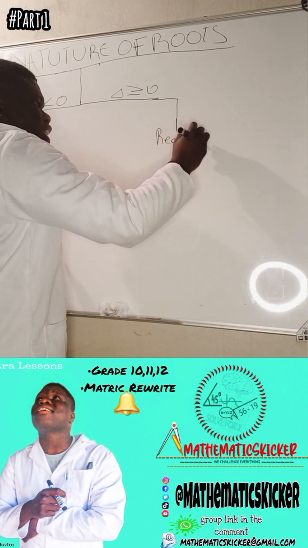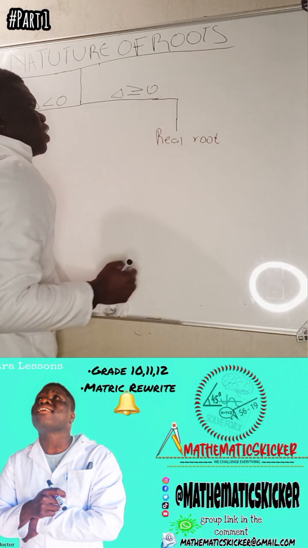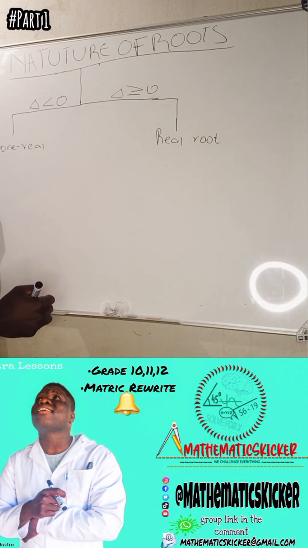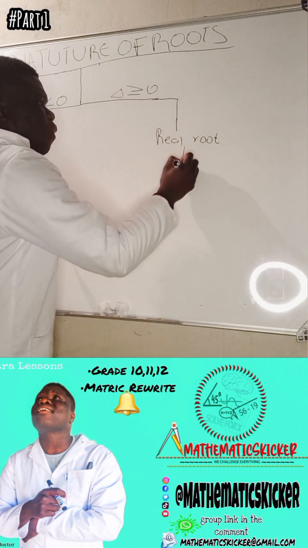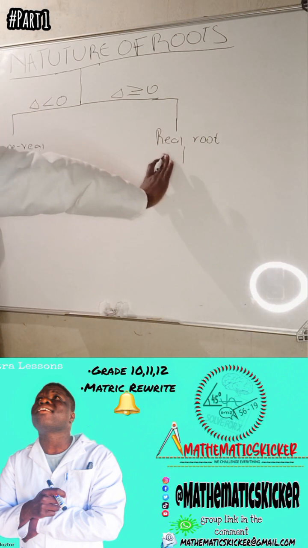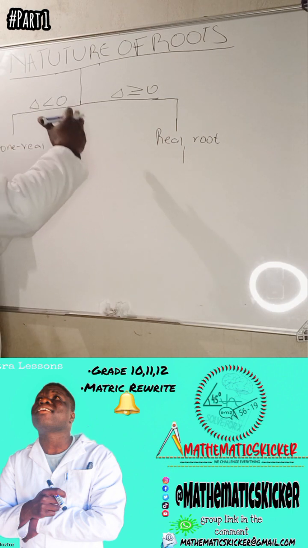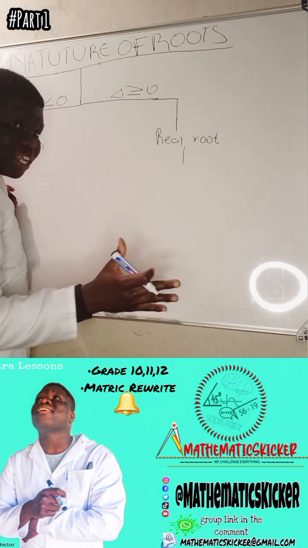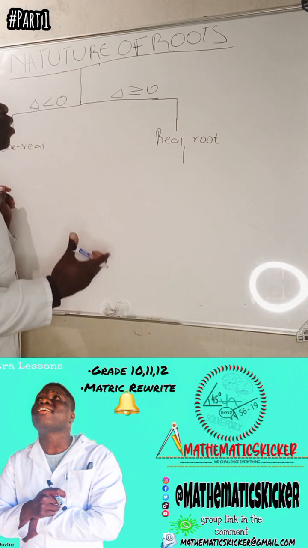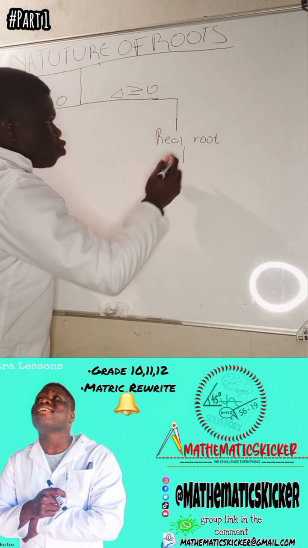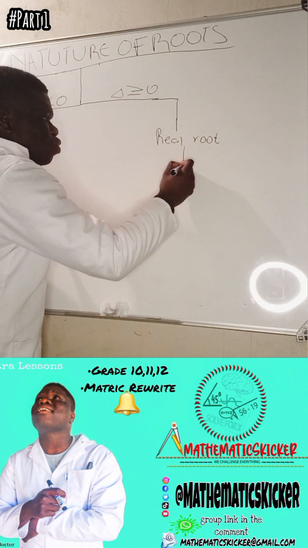We'll have the real root, right? If the discriminant is less than 0, we'll have the non-real root. But if our discriminant is greater than or equal to 0, we'll have the real root, right?